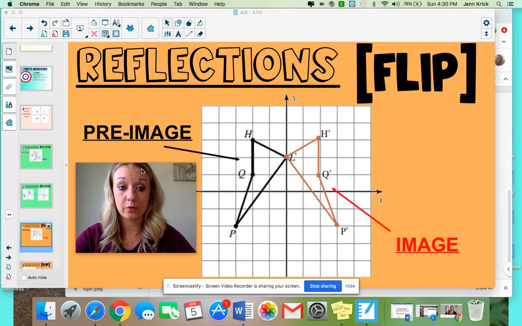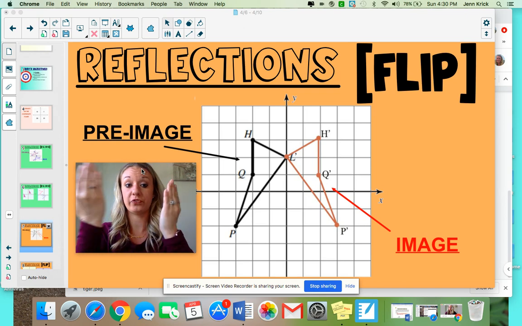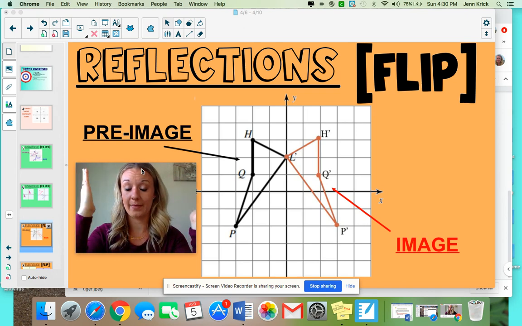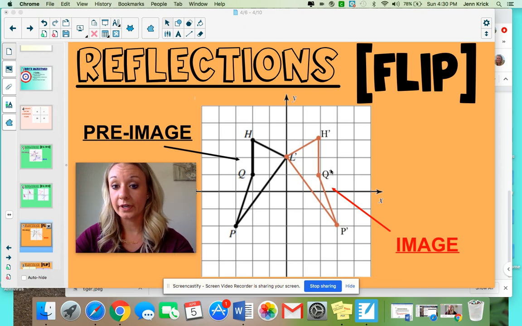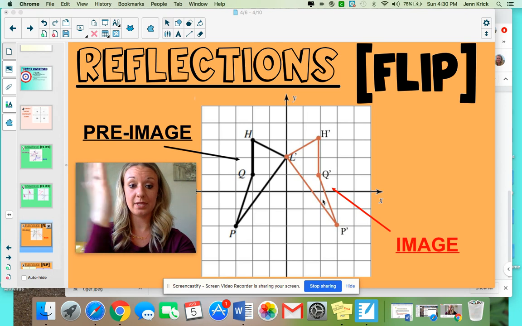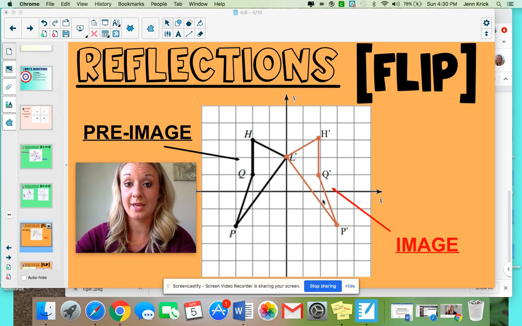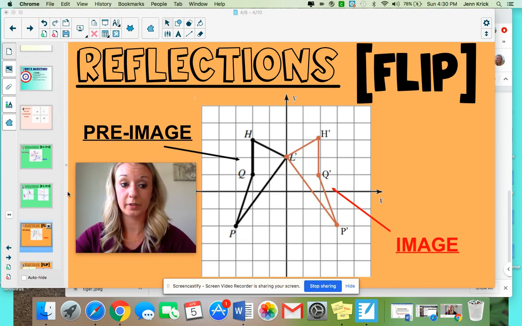When we're talking about reflections, we're talking about flipping an image over a line of symmetry. So this guy, this is in black, this is our pre-image because the letters don't have the prime, and it flips over to this guy here, which is our image. Because it flipped, that makes it a reflection, and it actually flipped over the y-axis. Okay, you can tell it just flipped right over.